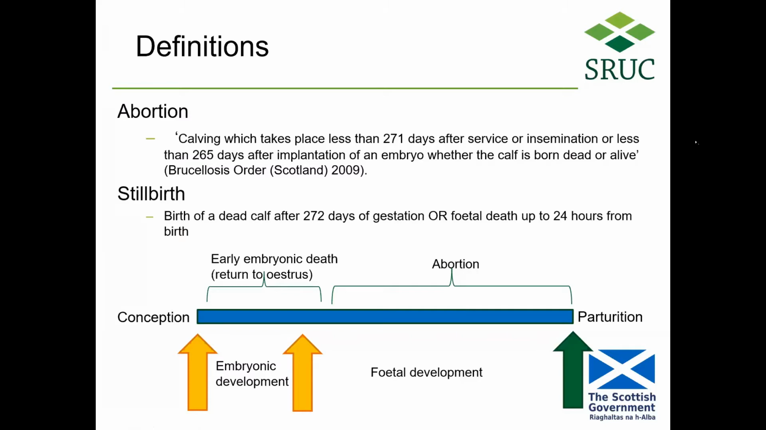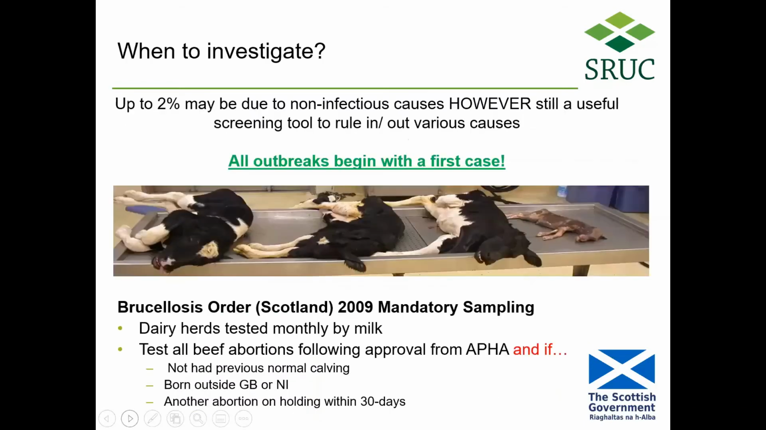So we're really saying, abortion is pre 270 days, thereabouts, if we know the service date. And that's actually linked in with the brucellosis order. And then a stillbirth is really 270 days onwards until up to 24 hours after birth, depending on how things are going there. So those are some of the definitions, which is worthwhile just bearing in mind.